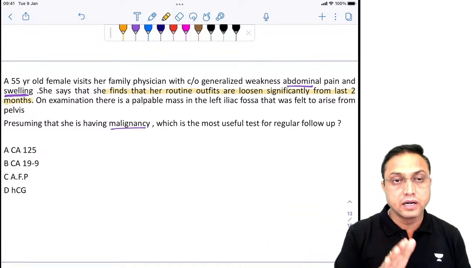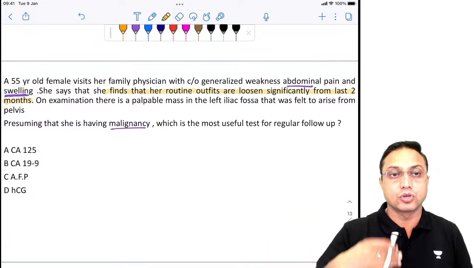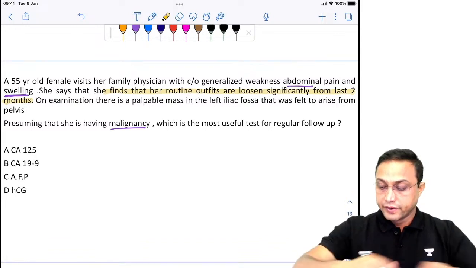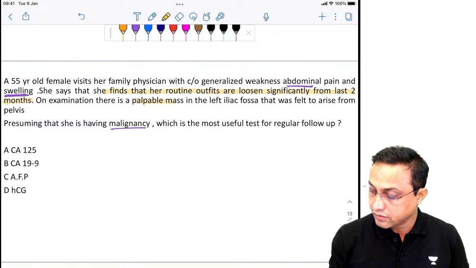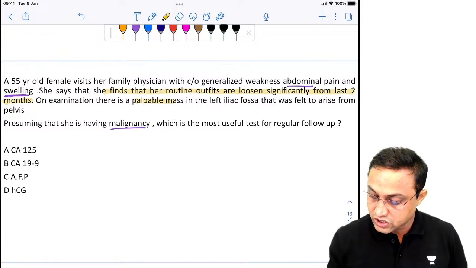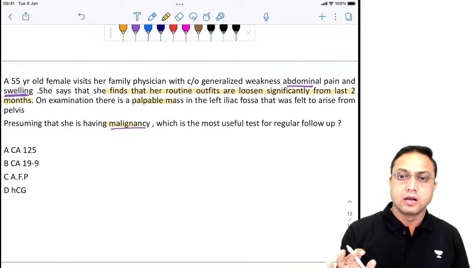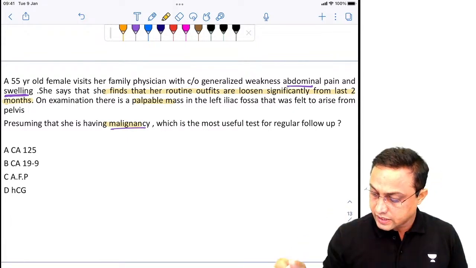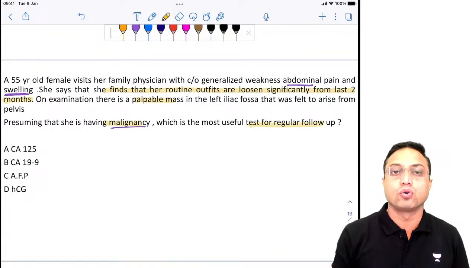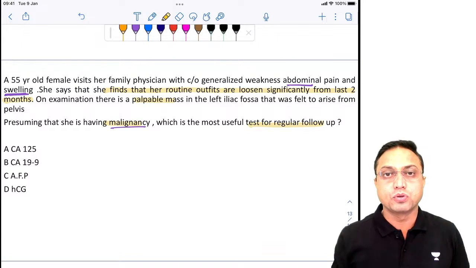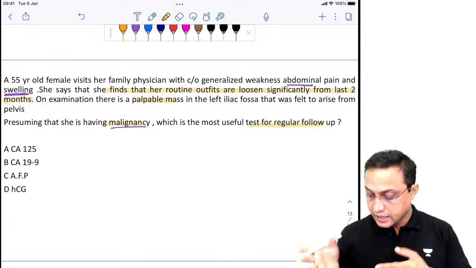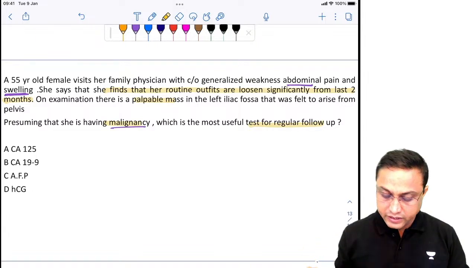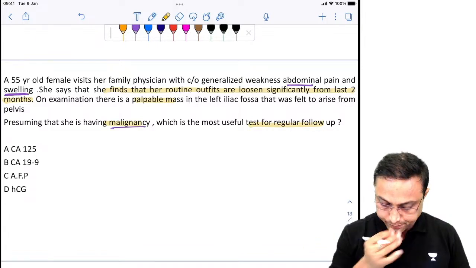This is another indirect way of questioning the patient. Leading to the question: on examination, there is a palpable mass in the left iliac fossa arising from the pelvis, presuming that she is having malignancy. Now, my question to you is this, and they are also asking for a useful test for regular follow-up. First of all, before we proceed with this question, guys, please stimulate your nerves and tell me in the chat box what kind of malignancy this patient is likely to have.